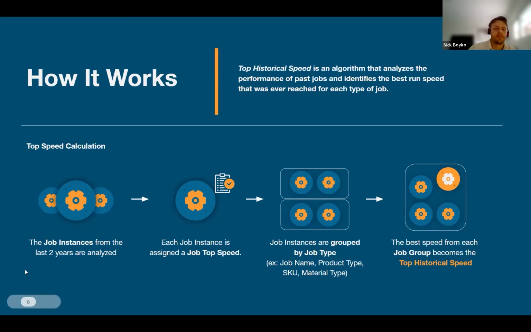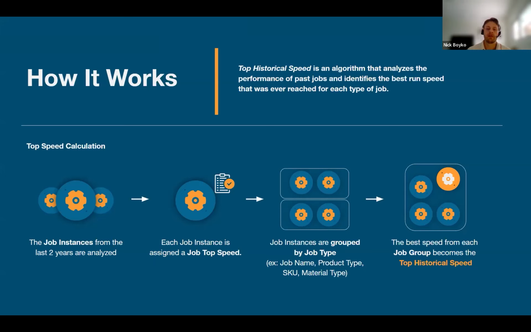So basically, as an overall overview, we start by analyzing the last 2 years of job instances. Each one gets its own job top speed. We then group the jobs by some common variable. This could be a job name, the product type, a SKU, a material type, or the mold in an injection molding press.